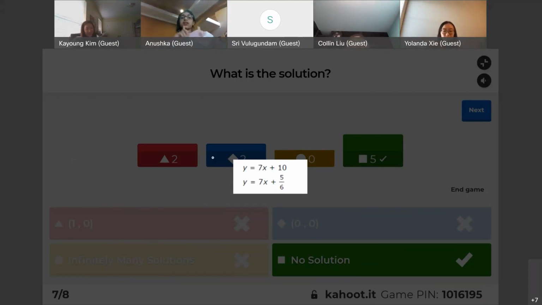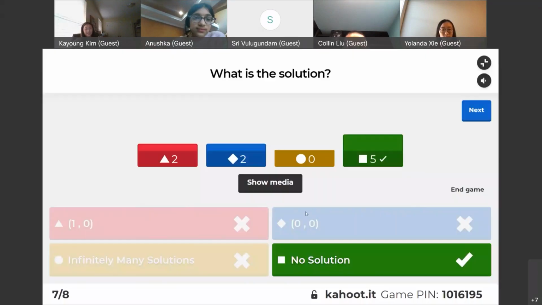Anyways, so right now, this doesn't make too much sense, does it? 7x plus a number is y. But 7x plus a different number is the same number? 7x plus 5 over 6 is the same number again? Well, that doesn't make any sense. So there's no solution.